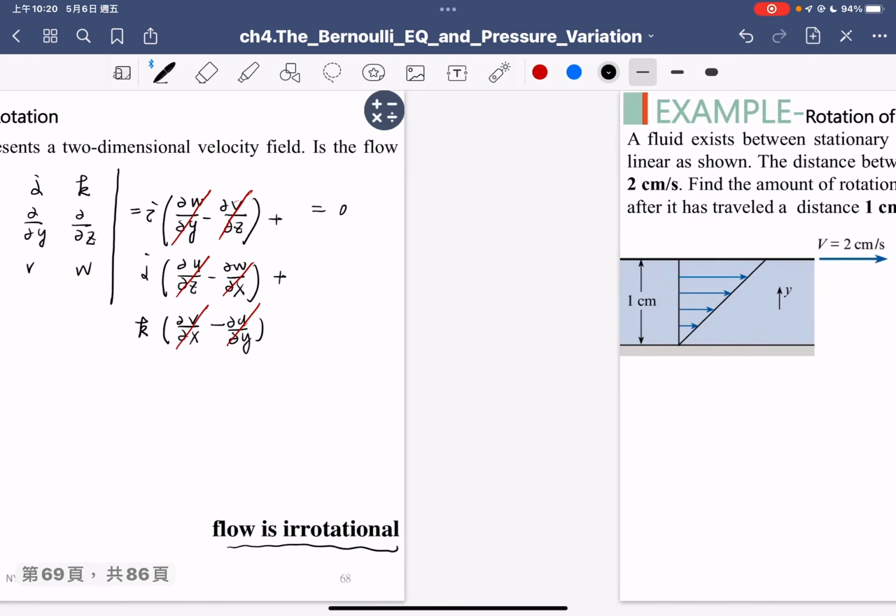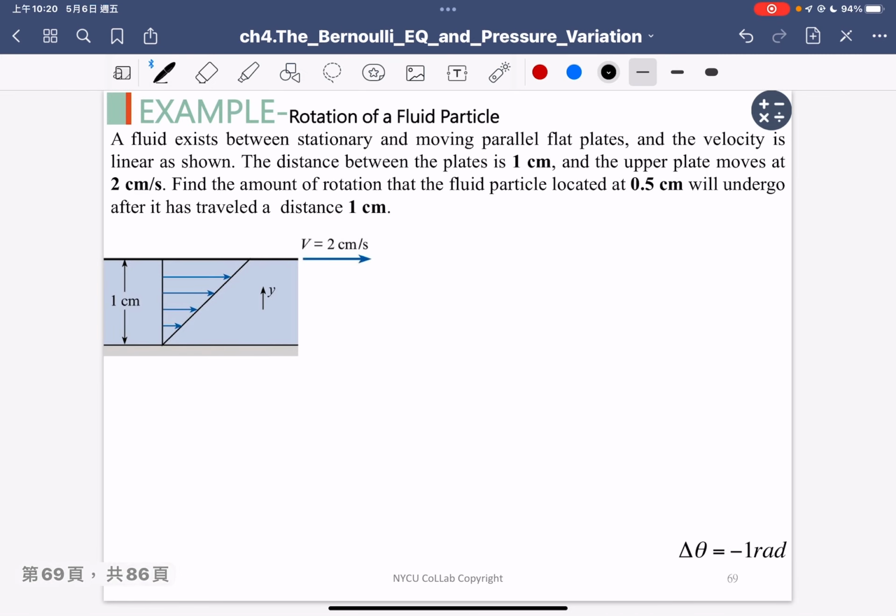Okay, so the next exercise is also related to the rotation of the fluid particle. As you can see, the flow here is similar to the Couette flow. So you can see that it is a Couette flow.